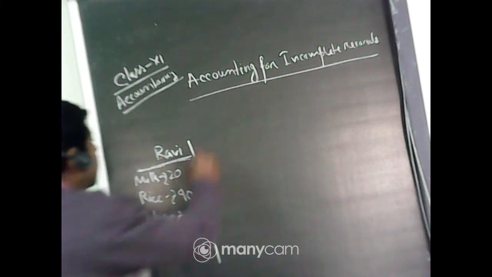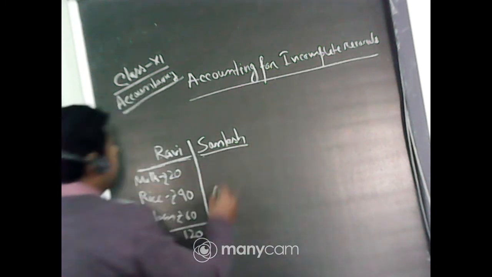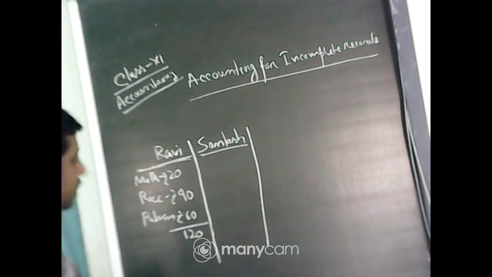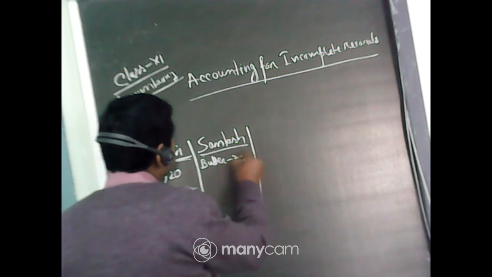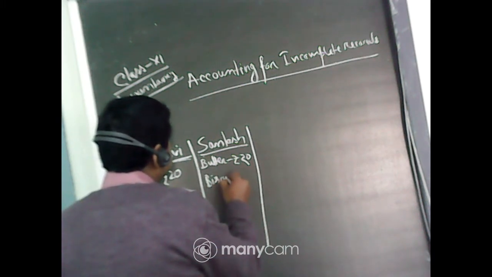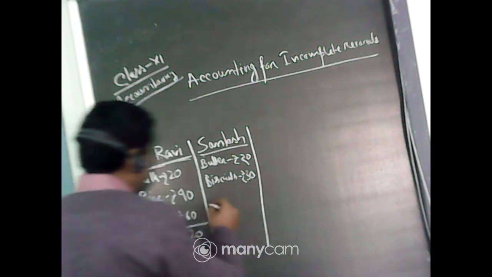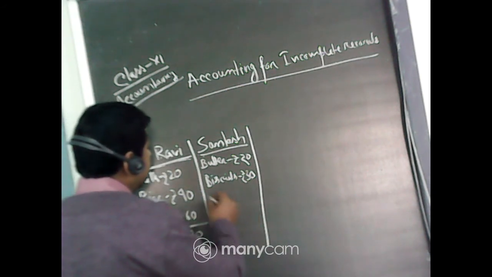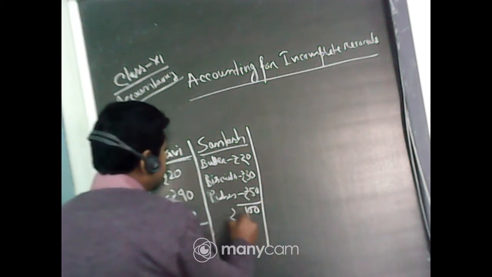Now suppose another customer comes to your grocery shop, named Santosh, and in your diary you open another account under the name Santosh. Santosh purchased some butter, that is rupees 20, then some biscuits, that is rupees 30, and then some daily toiletry goods, or some pulses also, that is rupees 50. Now the total he purchased is rupees 100.